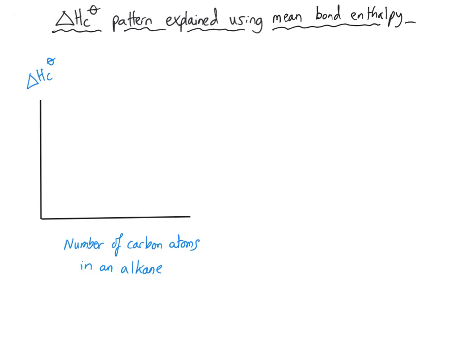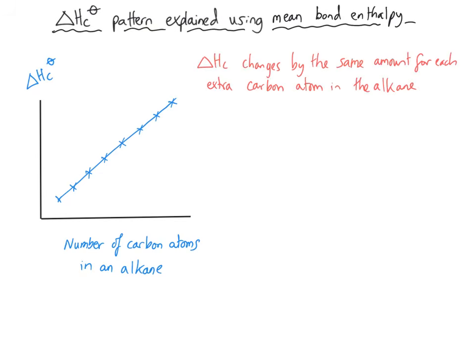Bond enthalpy data can be used to explain the pattern in enthalpy of combustion of the alkanes as the alkane chain gets longer. If you were to plot a graph of the enthalpy of combustion against the number of carbon atoms in an alkane molecule for the straight chain alkanes, you will get a straight line graph. And I know that I haven't put any numbers on this graph, but the fact that it's a straight line means that the enthalpy change of combustion changes by the same amount for each extra carbon atom that we add to the chain.